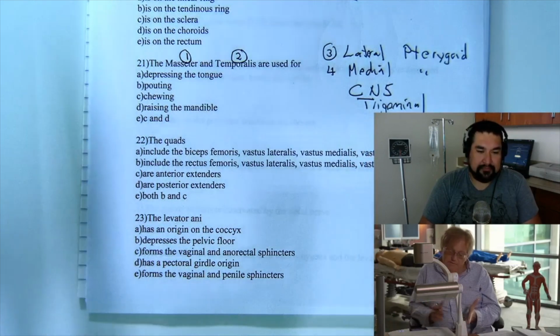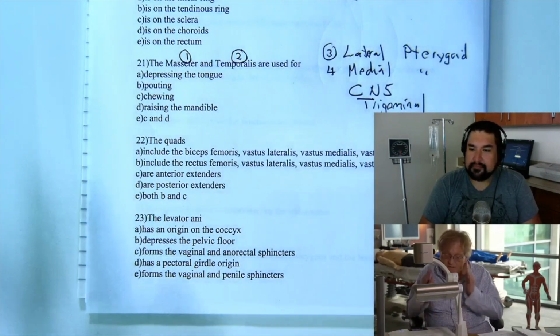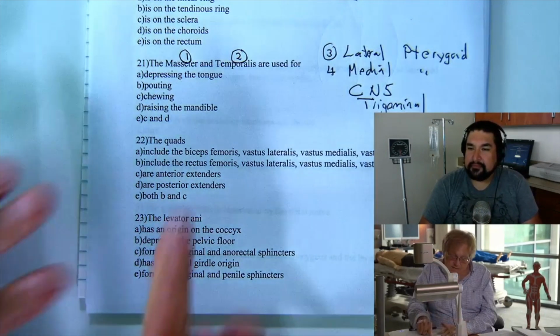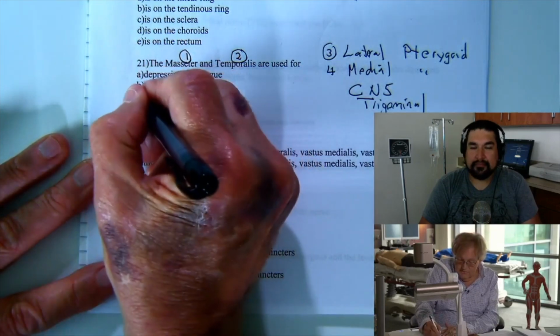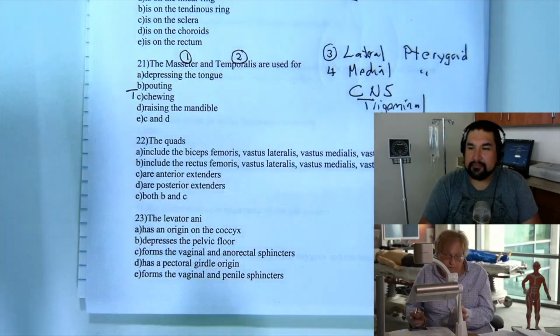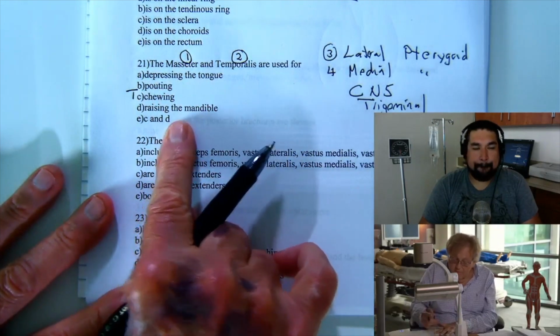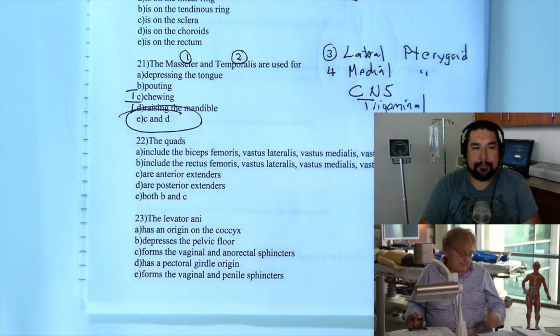And therefore now it's saying the masseter is for chewing, and temporalis is on the side of your head, the temporal bone. So what do they do? Well, they chew, right? That's what mastication is, so that's true. And of course, when you chew, those are 2 of the 4 muscles that raise the mandible. So therefore, that's true. So there's your answer: C and D.